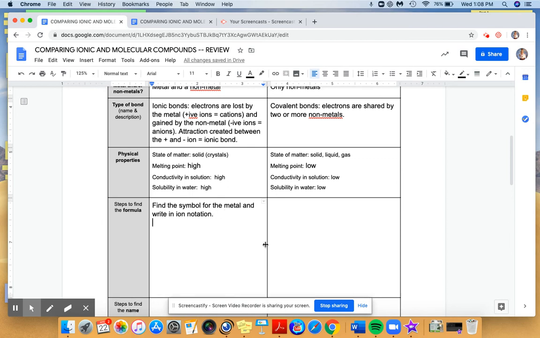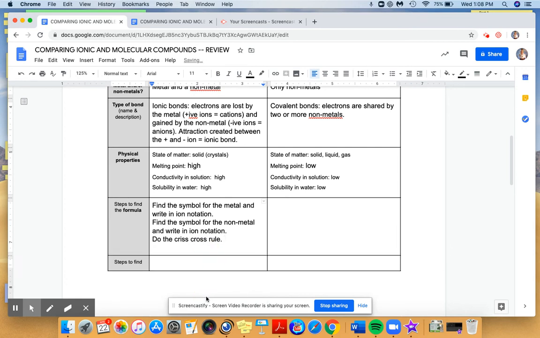So find the symbol for the metal and write it in ion notation, and then find the symbol, same thing for the nonmetal, and write that in ion notation as well, so you just know what the charges are. Then you're going to do the crisscross rule. And if you're not sure what I mean by the crisscross rule, you should go back and check your notes. Basically, we're taking the numbers from the charges and we're making them into subscripts for the formula, and we're crossing them to the other element.